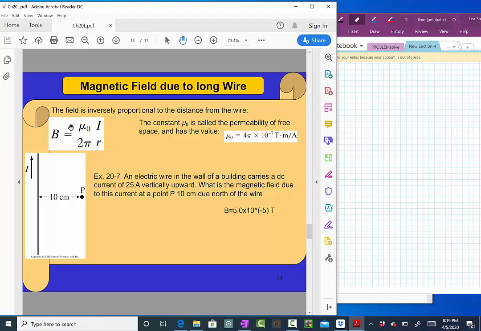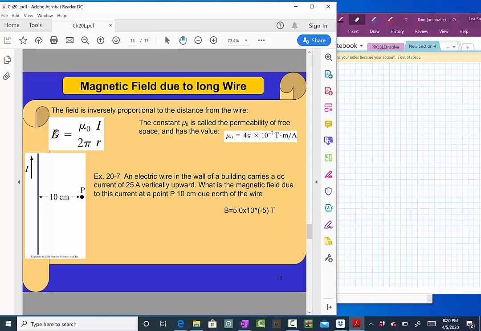And then comes what is important. This magnetic field is directly proportional to the current. The bigger the current, the bigger the magnetic field that it's going to generate. But this magnetic field is inversely proportional to the distance. The distance from what? The distance from the wire. Of course, the further away I go from the wire, the smaller this magnetic field will be.